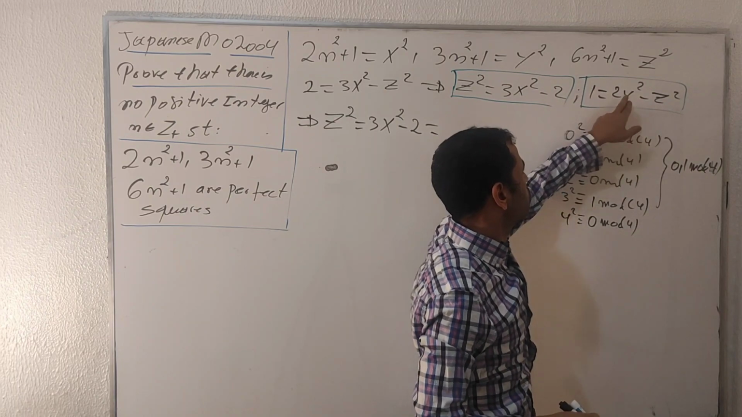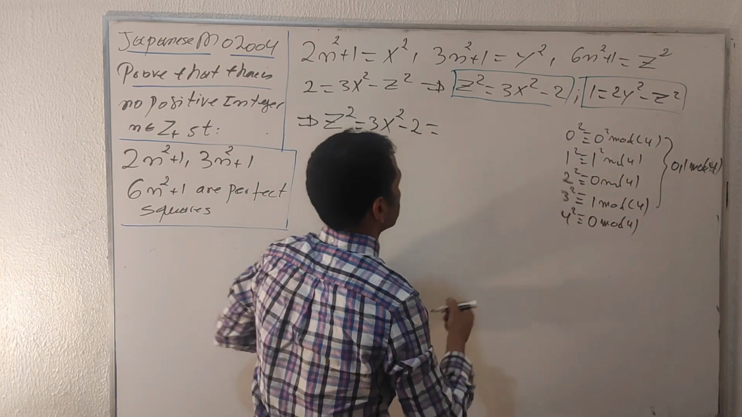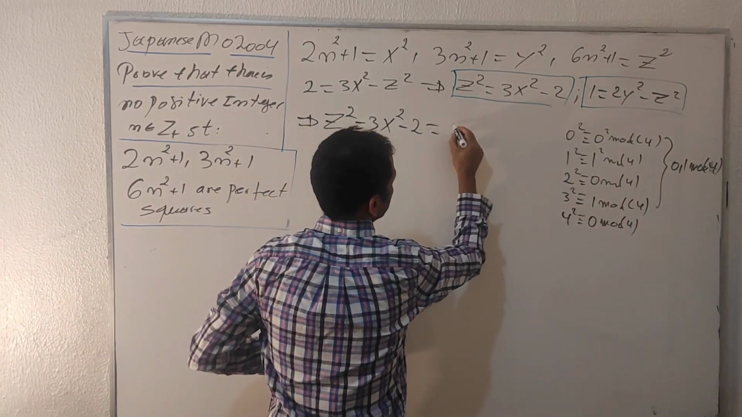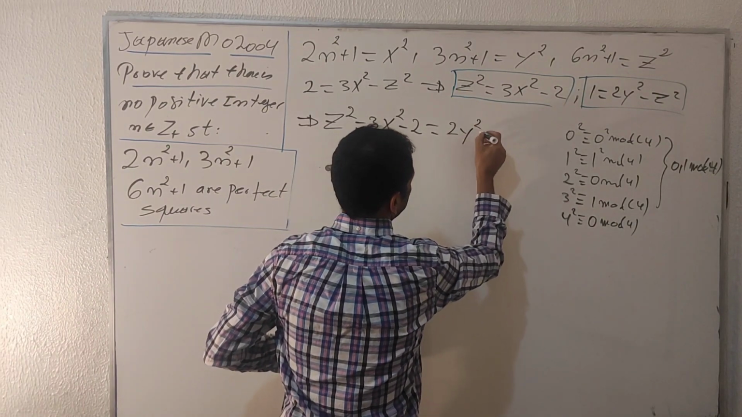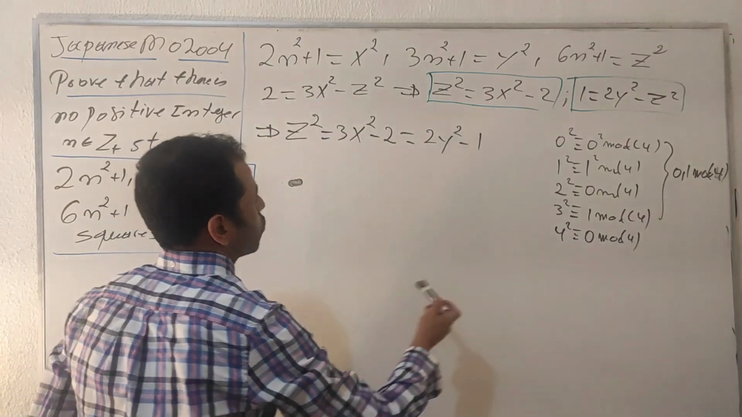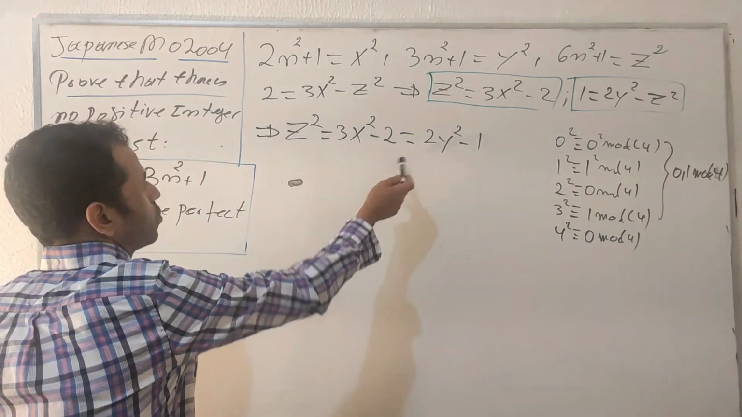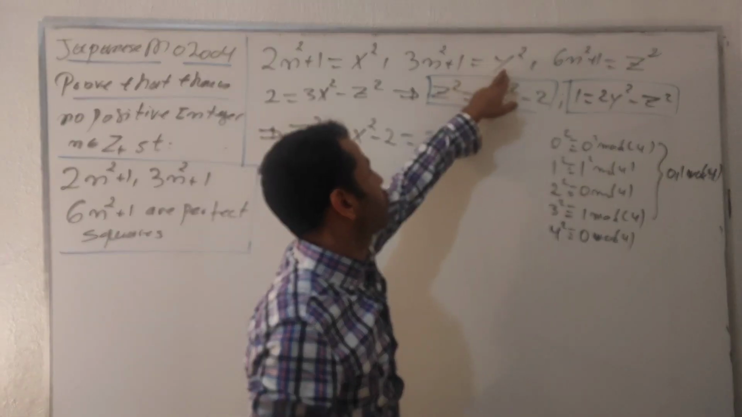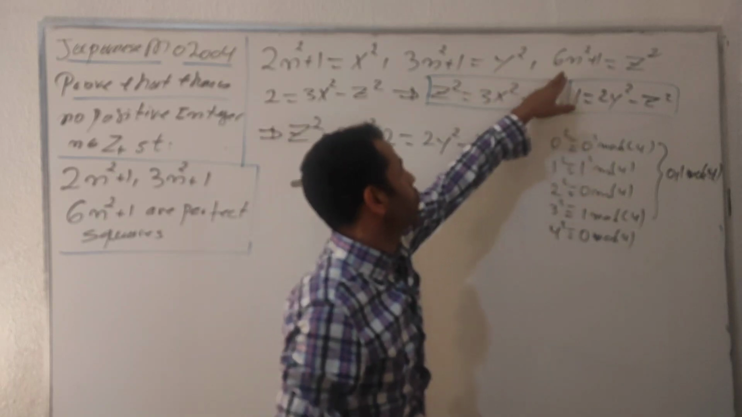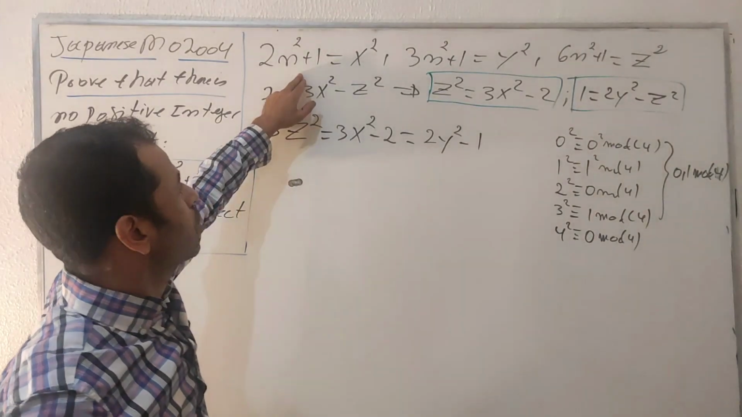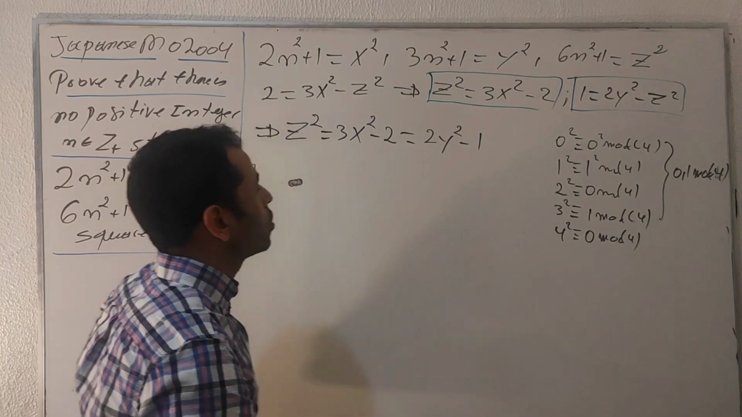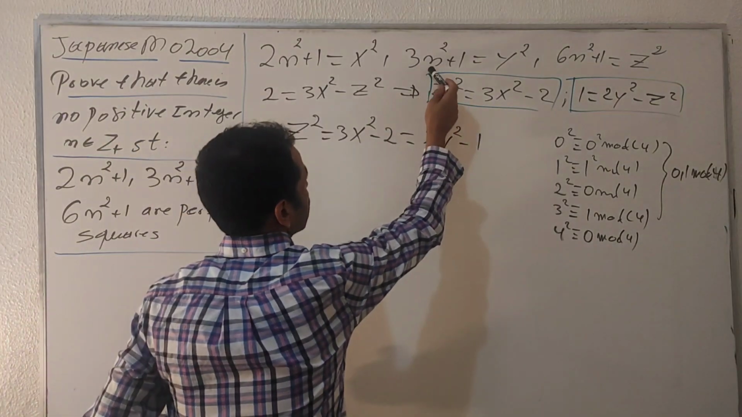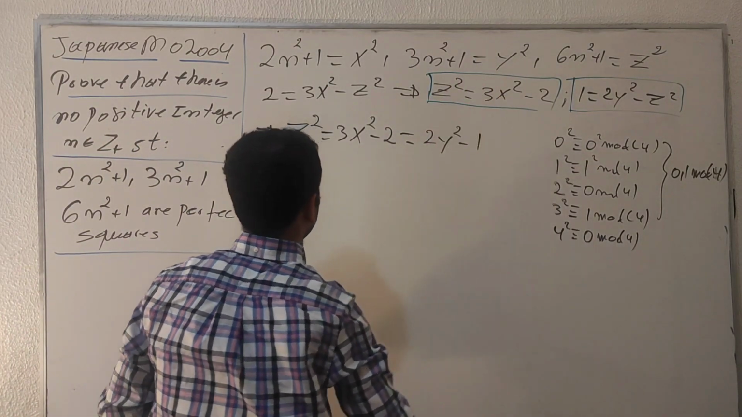Again, z squared equals y squared minus 1. Now I'm going to use this fact to determine the parity of y. We know the parity of z, which is odd, but we don't know the parity of y. So by way of contradiction, we are going to determine the parity of y.